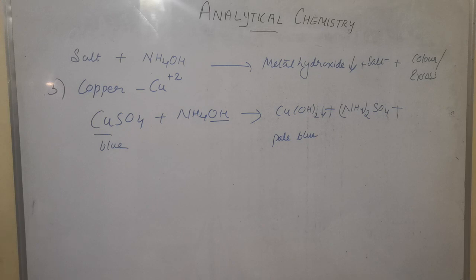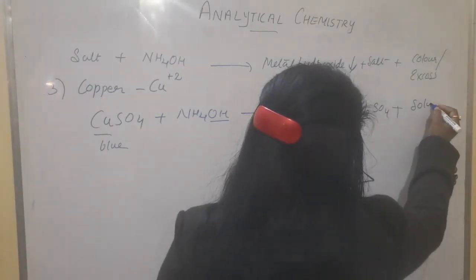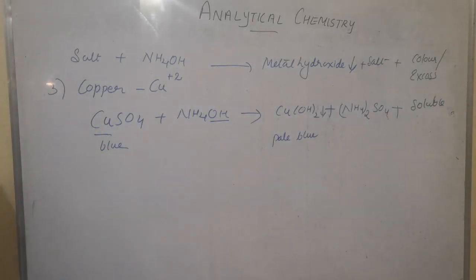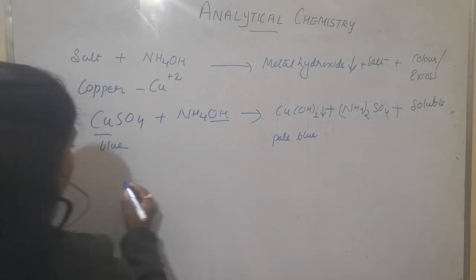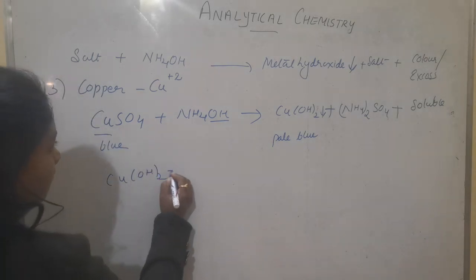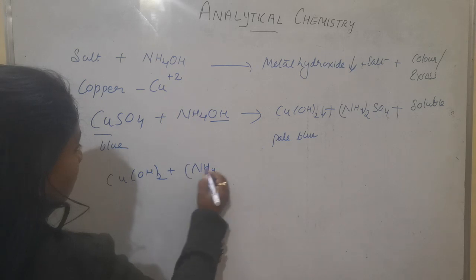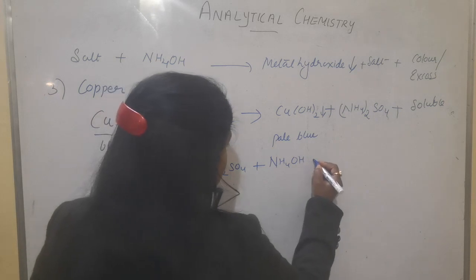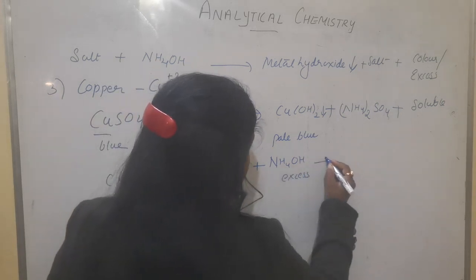But this time, when excess of ammonium hydroxide is added to the solution, the precipitate gets dissolved and forms a deep blue solution. That means this precipitate is soluble when excess of ammonium hydroxide is added to it. Now we have to see the reaction. Take this copper hydroxide plus ammonium sulfate, then add NH4OH in excess. This time it is added in excess.